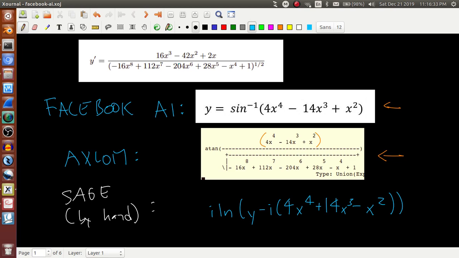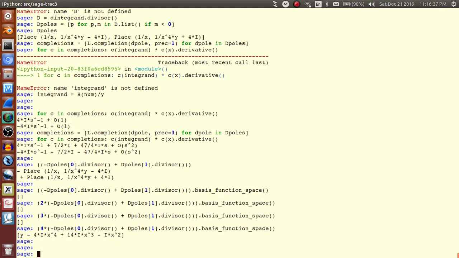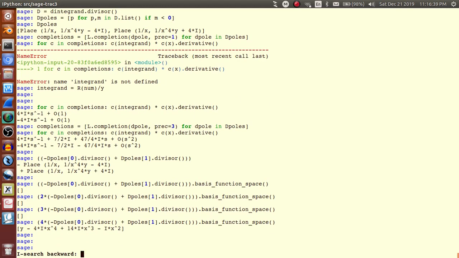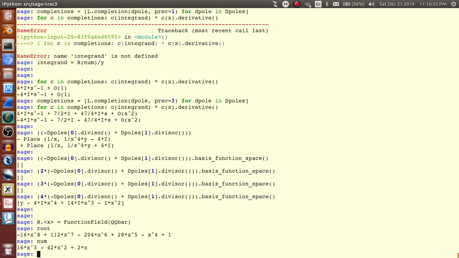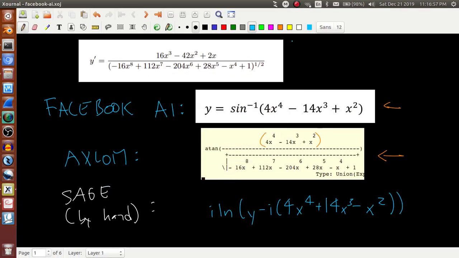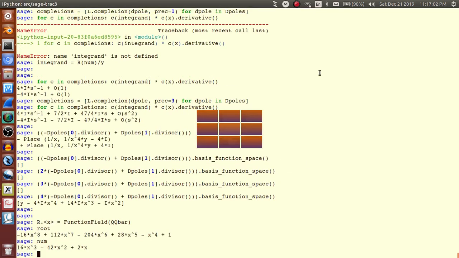So this is the integral we're trying to solve, this one here. So how do we do this? Just run through this again. We set up a function field over the algebraic field Q bar. We have a root. We have the root already defined in the numerator. This is the two parts, the top and the bottom, the numerator and the denominator of this expression here. We got the numerator and the denominator.